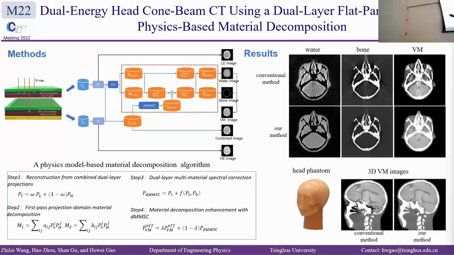For dual energy head cone beam CT using a dual layer flat panel detector, due to lower energy separation and low signal level, especially for the bottom layer, conventional material decomposition will result in severe streak artifacts appearing in the images. In this work, we propose a physics model-based material decomposition algorithm to improve the performance of quantitative imaging.